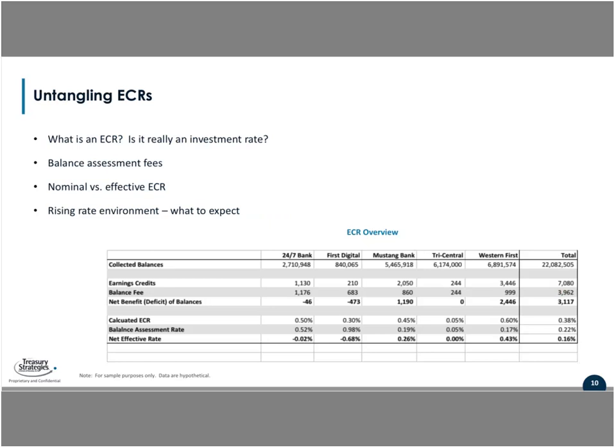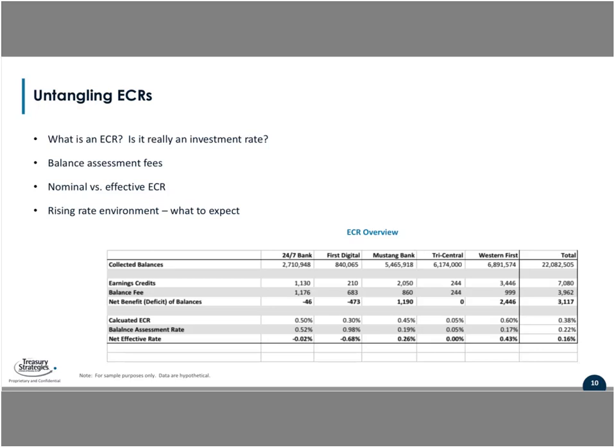You can see at Western First Bank, where there's $6 million on deposit, the all-in effective rate is 43 basis points. That's a 60 basis points earnings credit rate minus a 17 basis point balance assessment rate. If you look at the second bank, First Digital, where there's only $800,000 on deposit, the net effective rate is minus 68 basis points. And I have to tell you, we are amazed every month at the number of our clients whose net effective rates are negative.